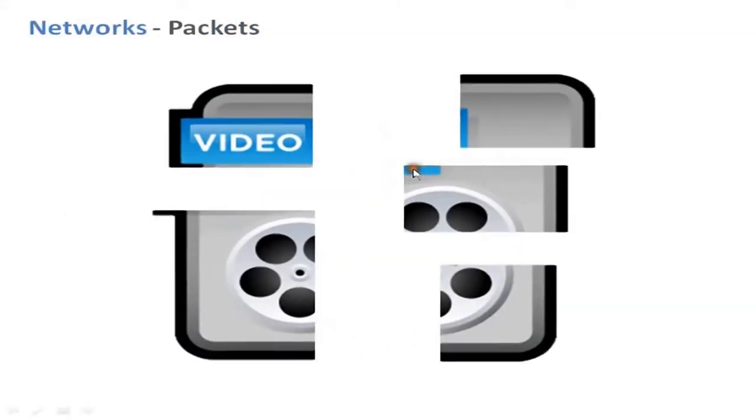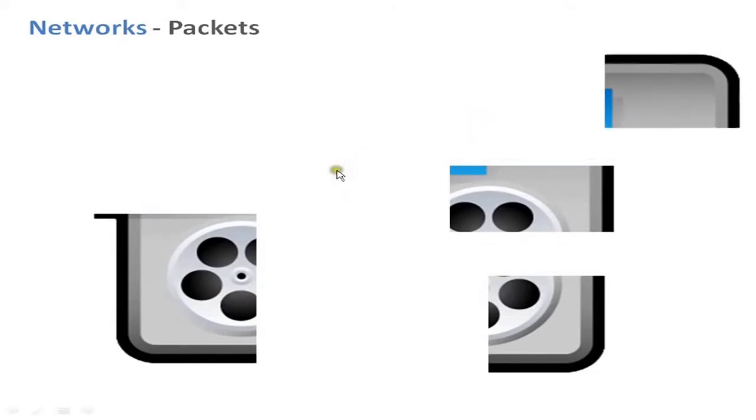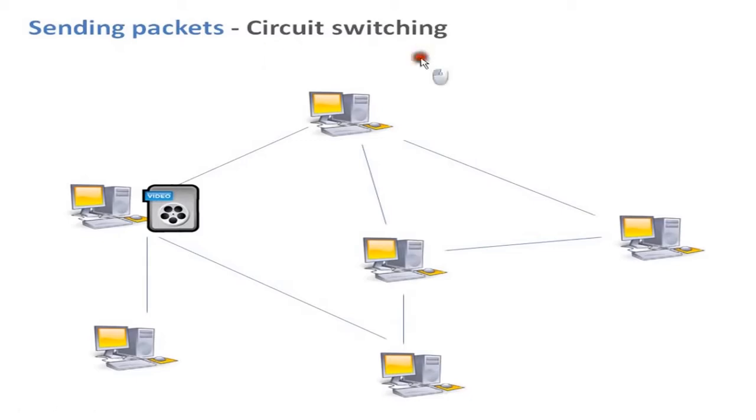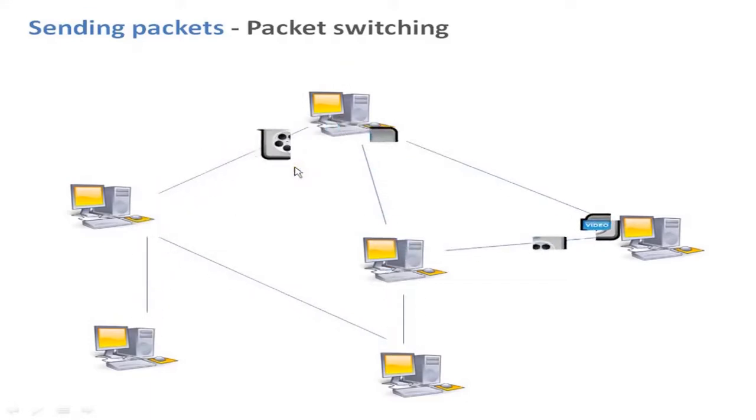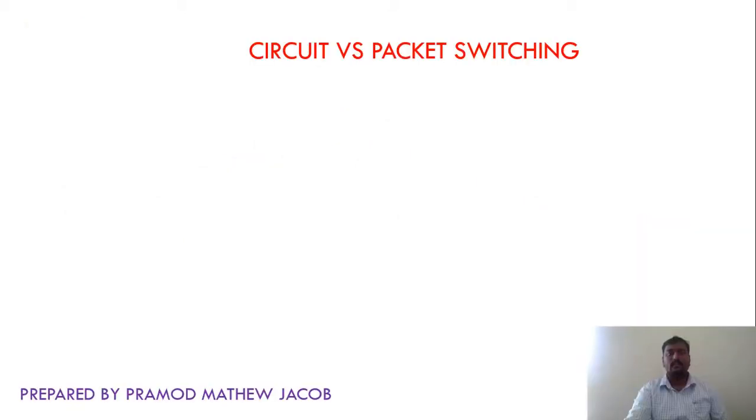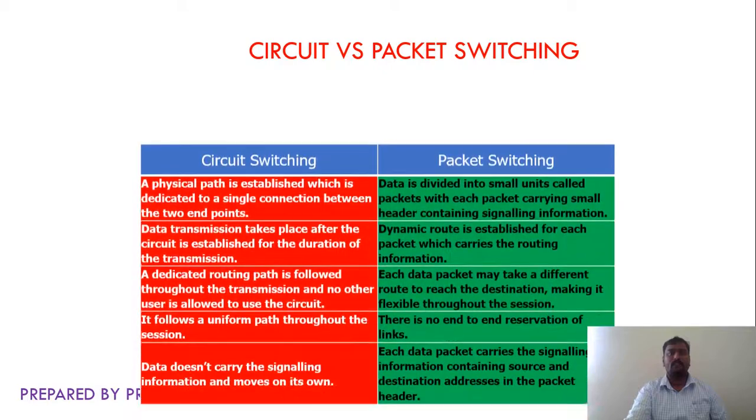So, before being sent, files are split into packets. These are sent off over the network. They can be sent using circuit switching, where they all follow the same route across the network and are really easy to assemble at the other end. Or they can be transmitted using packet switching, where they all follow different routes and are slightly harder to assemble when they reach their destination. Next, let's see the difference between circuit switching and packet switching.